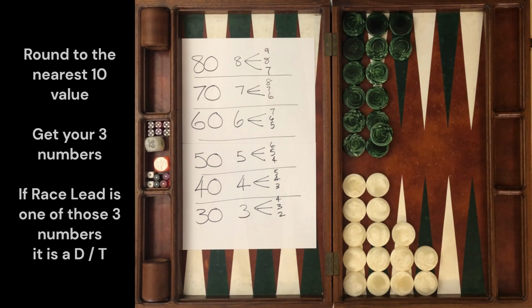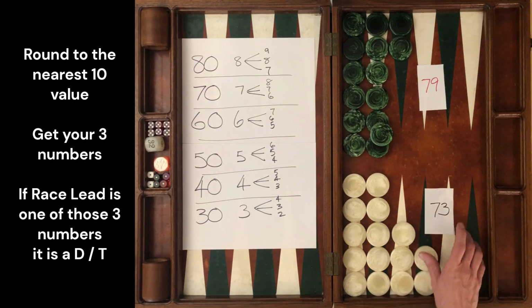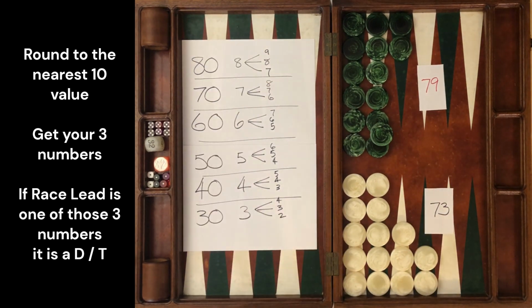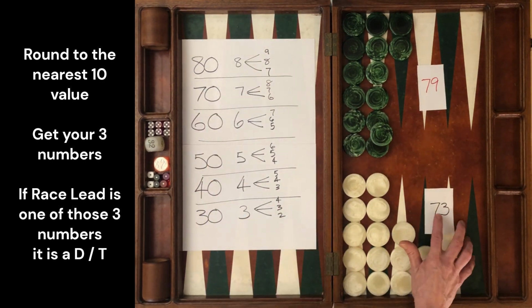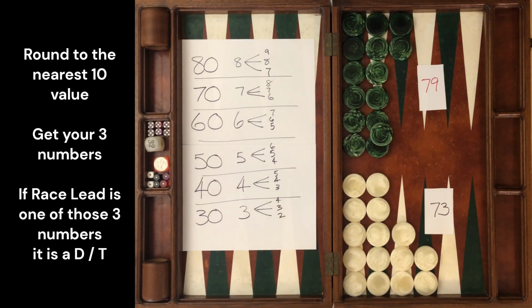Our next position, our pip count is 73. Our opponent's pip count is 79. Closest 10 value is 70. Looking at that digit, giving yourself three numbers, one above, one below, our numbers are 6, 7, and 8.